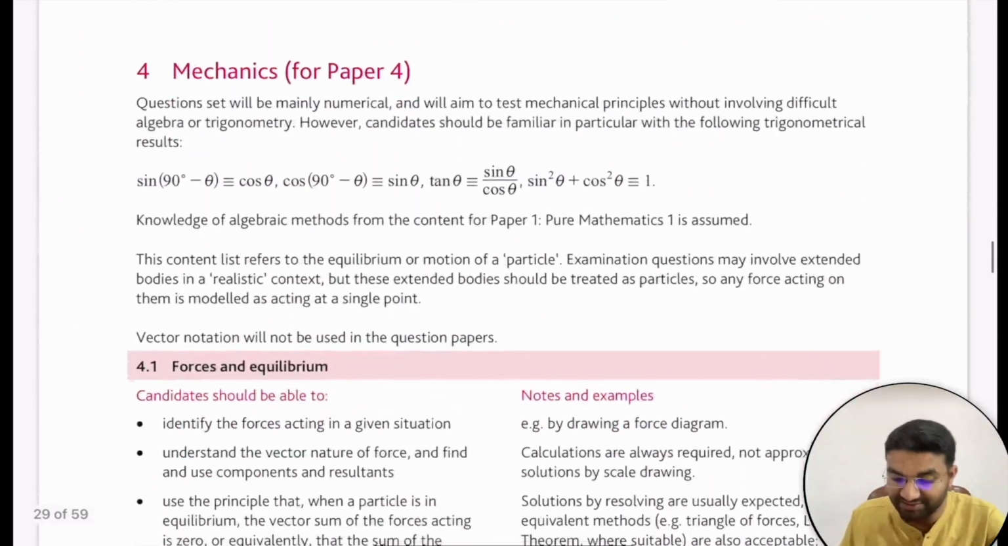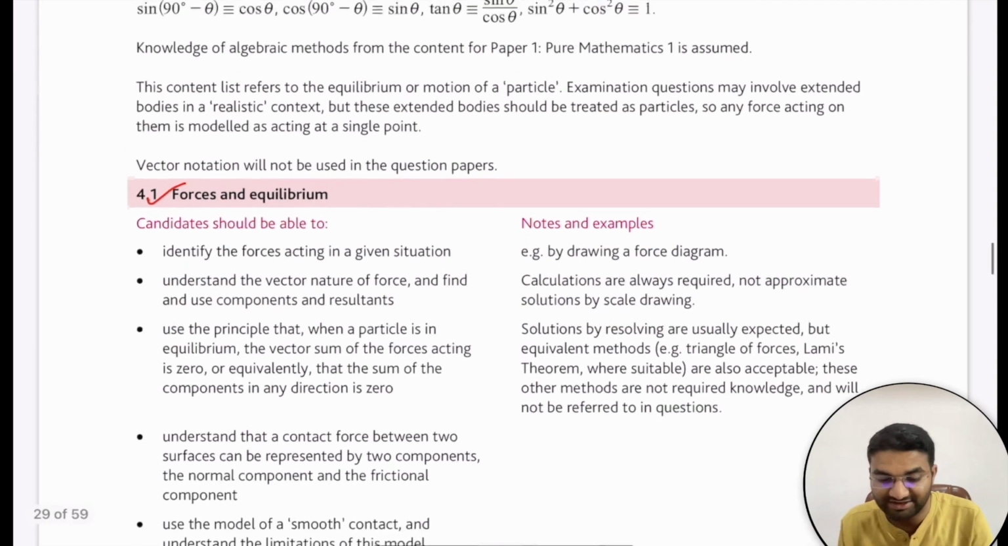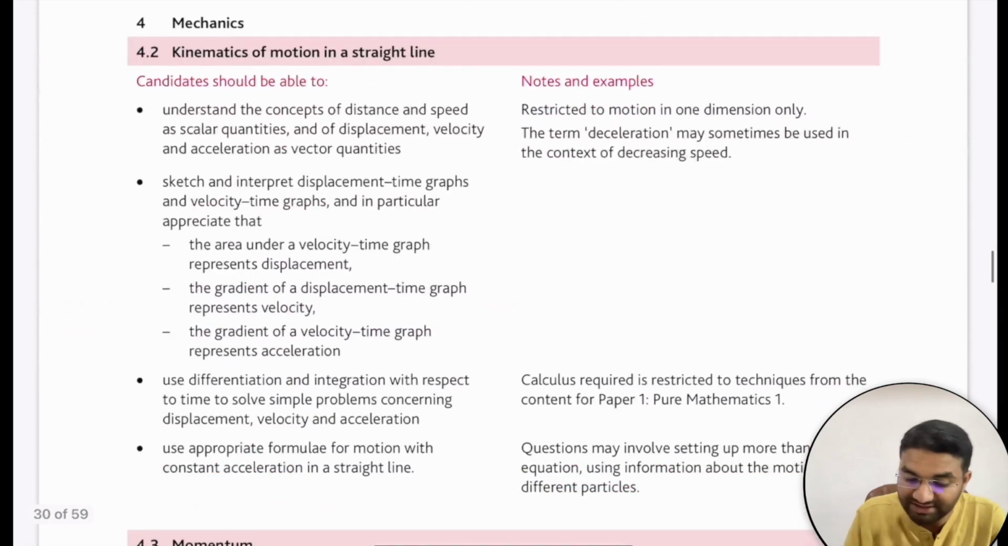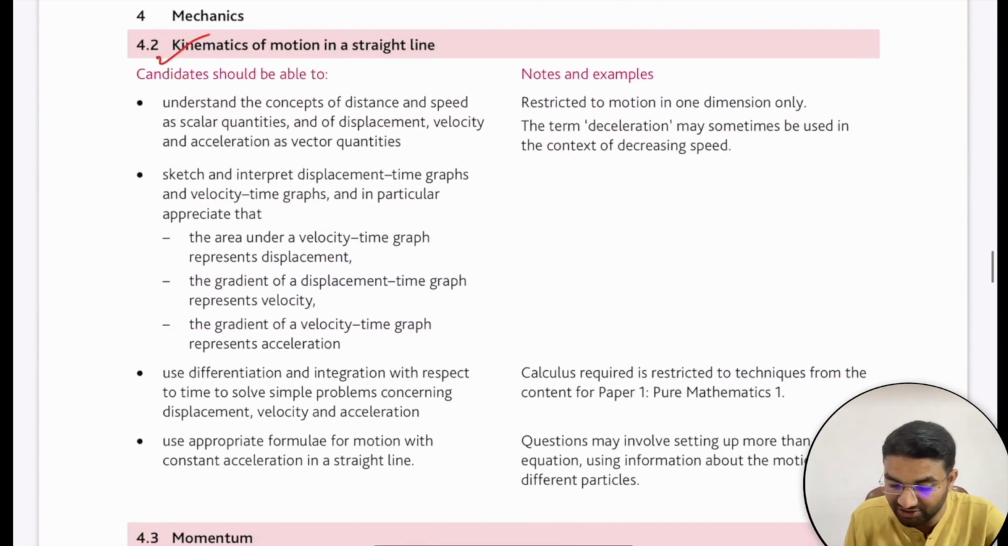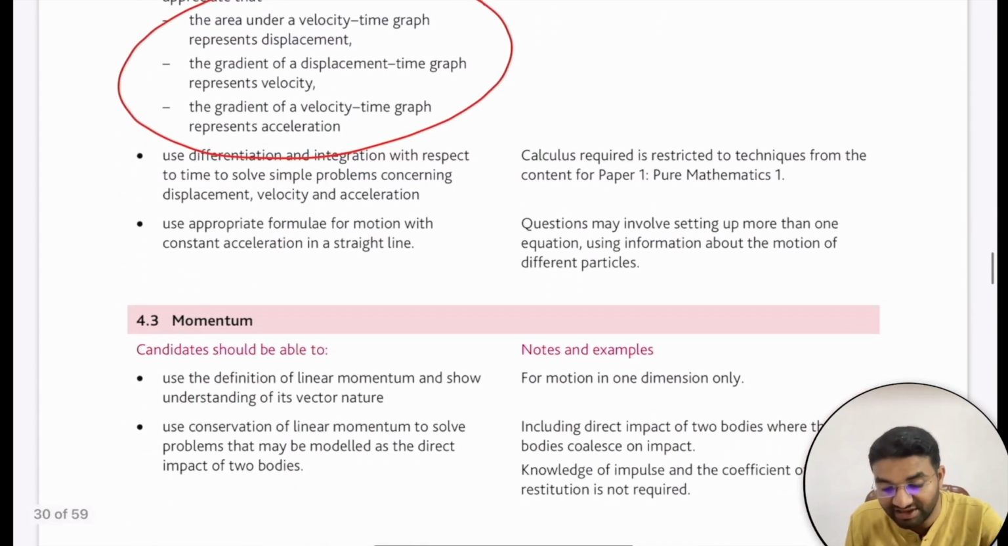Then you have mechanics, P4. So here: force and equilibrium, basic concepts of force. If you take this mechanics, it's a kind of physics paper, all the physics related concepts, but you solve a lot of numericals. Then next, kinematics, motion in a straight line. You have graphs, velocity time graph, displacement time graph. Then differentiation and integration are involved.